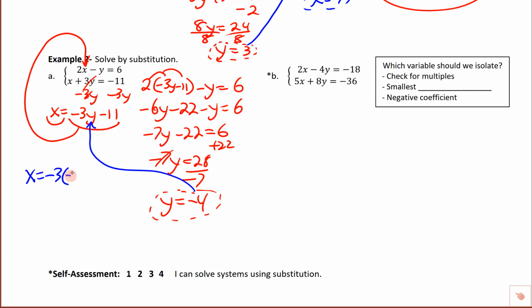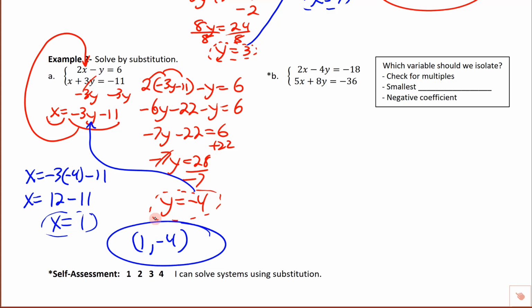So this is going to be a -4 minus 11. So this is going to be x equals 12 minus 11. So this is x equals 1. So there's the other part. So we write down the answer. The answer on this one is 1 comma -4. And we're going to circle that and we are done.